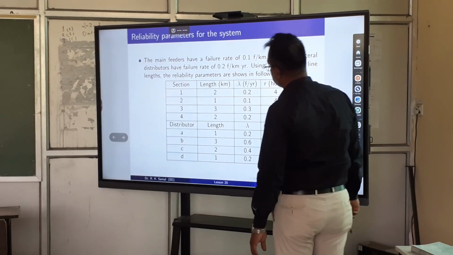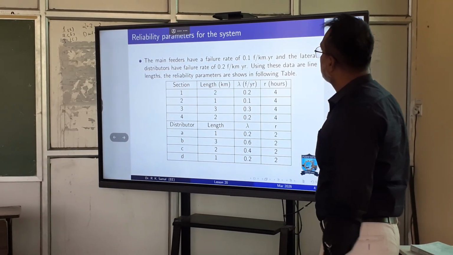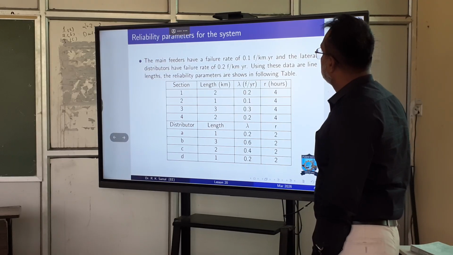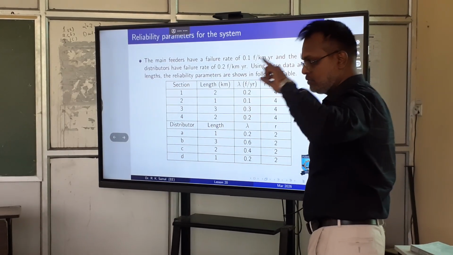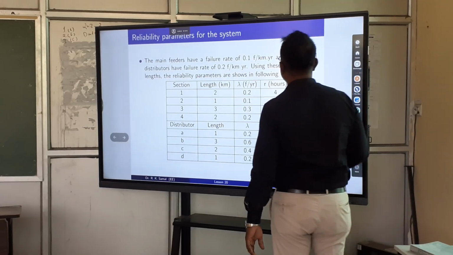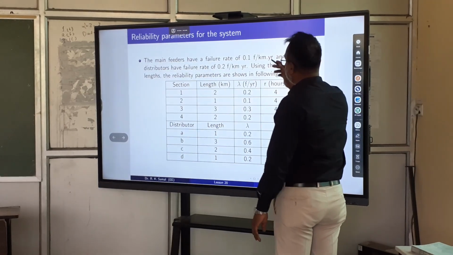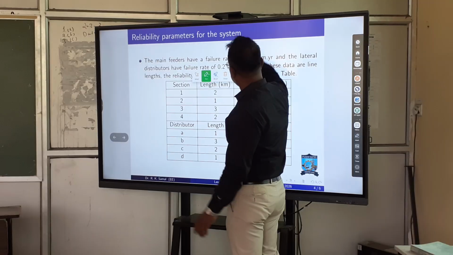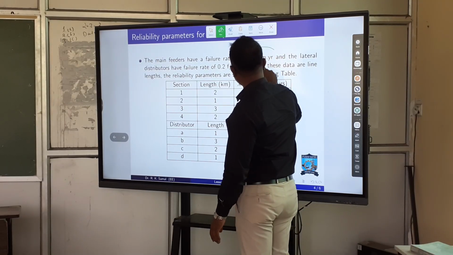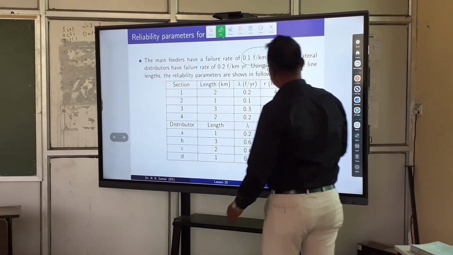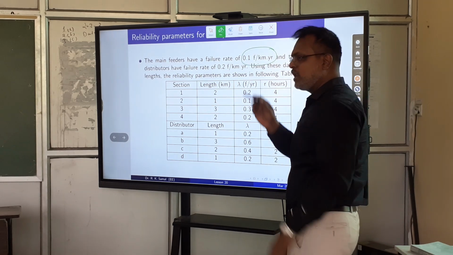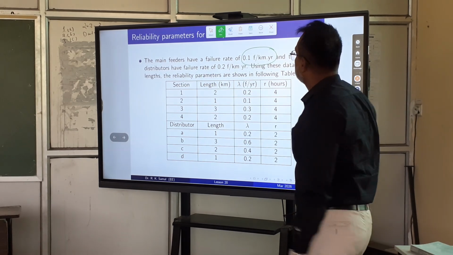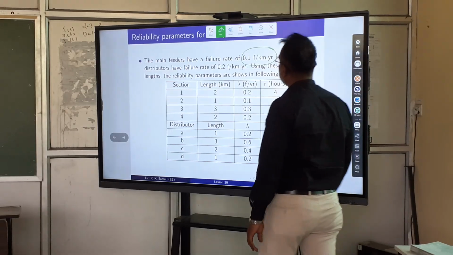This is the problem. The main feeder is the top line. The main feeder has a failure rate of 0.1 failures per year, and the lateral distributors, small A, B, C, have a failure rate of 0.2 failures per year.